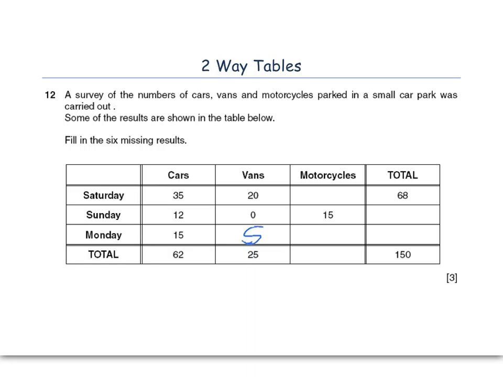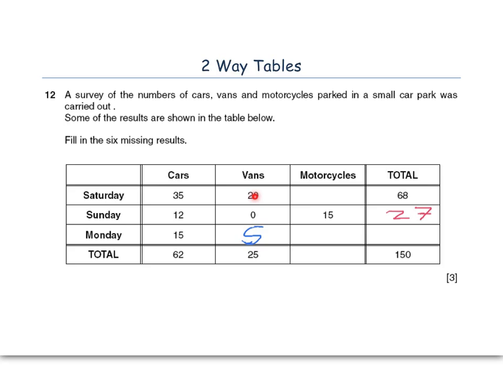If we look along this row, Sunday, well, we've got 12, add 0, add 15. Well, 12 add 15 is 27. So overall, there was 27 vehicles on Sunday. Now we can find out 2 other missing bits. Well, 1 to start with. We can find out how many motorcycles were on Saturday. Well, we know in total there was 68, and we know 2 of them are 35 and 20.